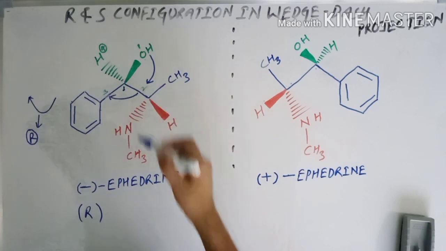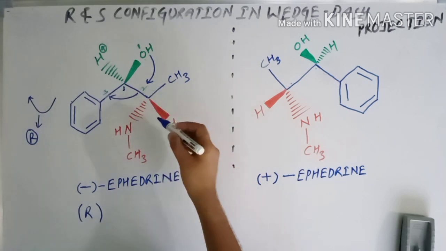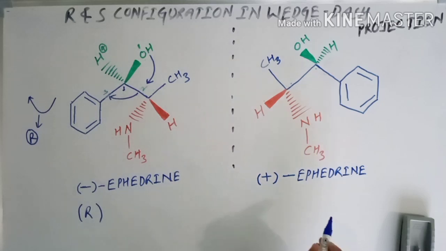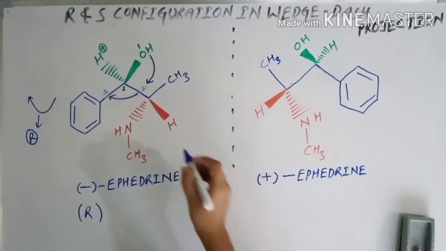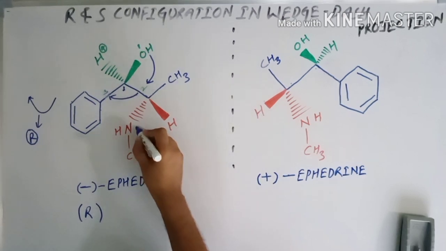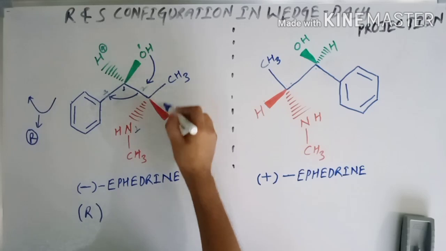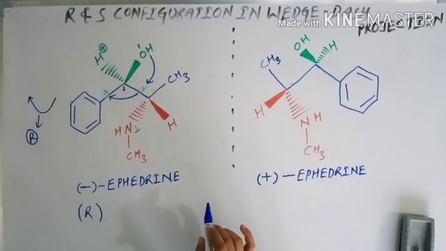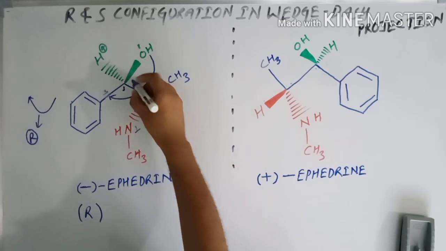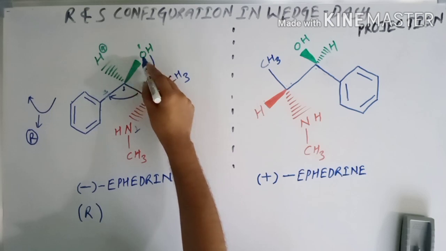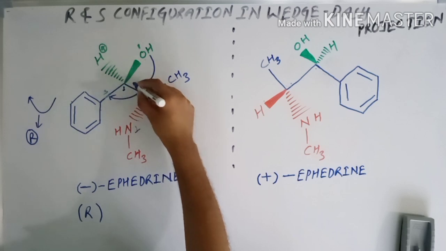Now we will move on to the next carbon, carbon 2. On this carbon also there are four different functional groups. First we set the priorities. So definitely first priority goes to this nitrogen. Why? Because this chiral carbon is directly attached to nitrogen. Nitrogen has the highest atomic number among nitrogen, carbon, and hydrogen. Now second priority goes to this carbon because this carbon is connected with oxygen and carbon further.